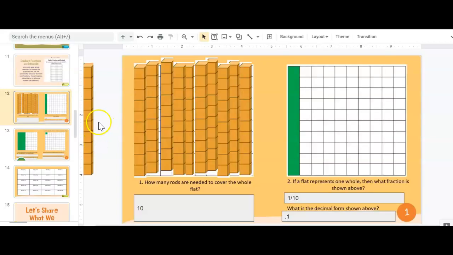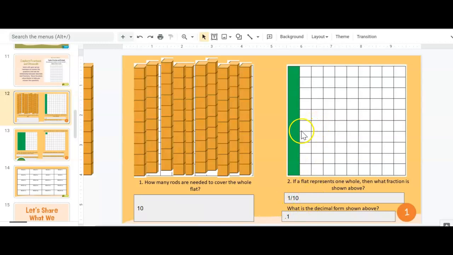All right, so let's go ahead, and you've had an opportunity to work on yours. Let's take a look at the first one. So we'll look at the first slide. This is slide number 12. How many rods are needed to cover the whole flat? Remember, we've already talked about that. When you look at them, I've got 1, 2, 3, 4, 5, 6, 7, 8, 9, 10. I've got 10 rods covering that whole flat, and you should have put in 10 right here.